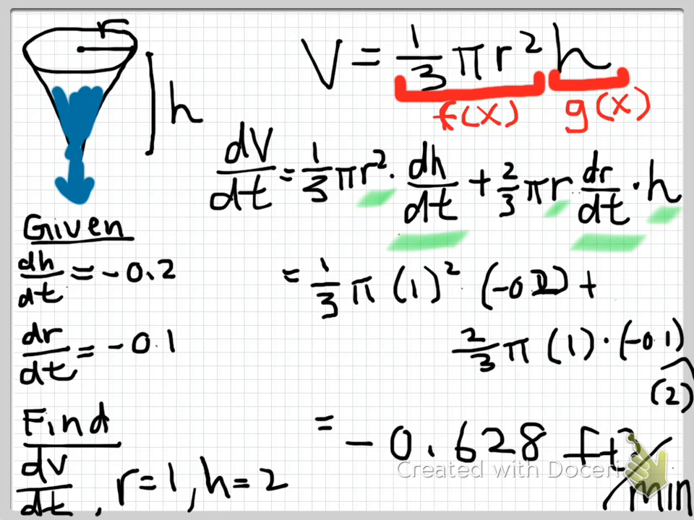All right, so hopefully by now you have plugged it into your calculator and you've got the same answer that I do, which is negative 0.628 feet cubed per minute. I'm going to write the answer on the next page, and I'm going to write it two different ways. This is not the second way that I talked about earlier, but I'm even going to write the answer two different ways, and I want you to notice what the difference is between the two ways.